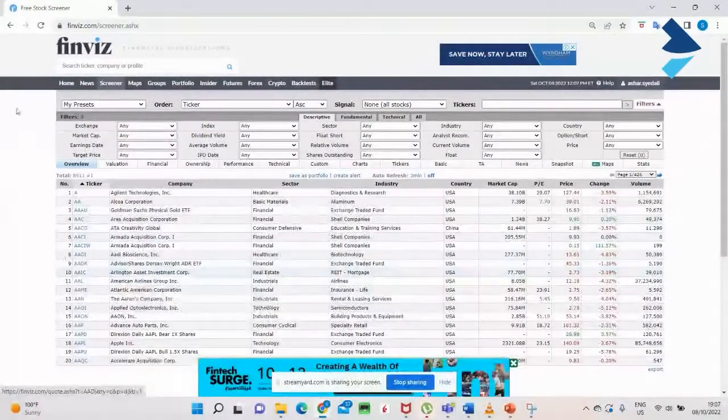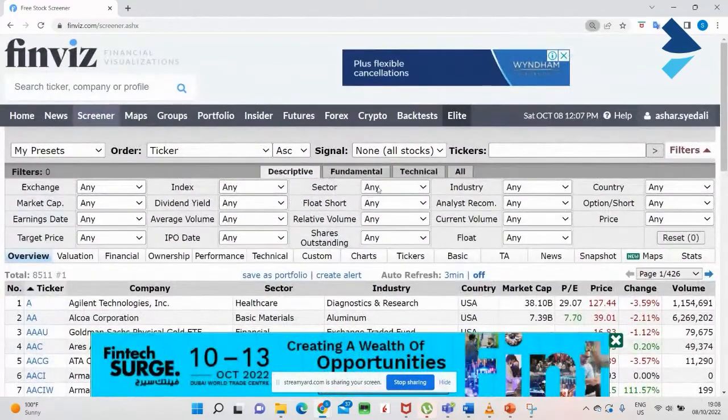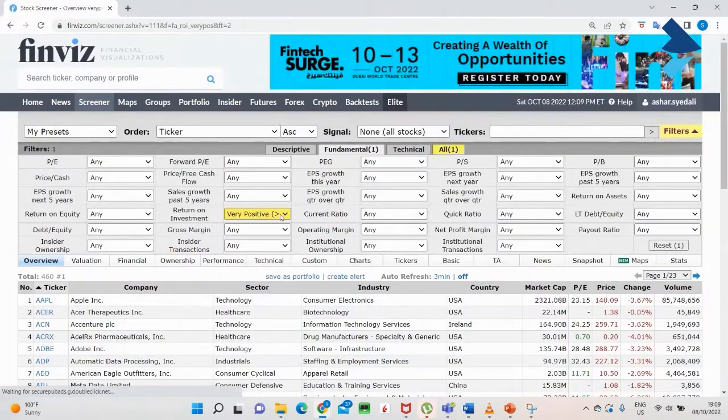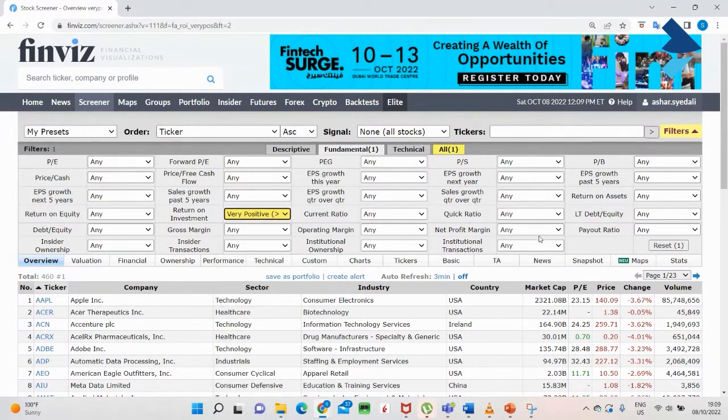So number one, आप Finviz पे जाएंगे, you go to screeners, and this is what will show up. Now there are a lot of things here, as you can see at the top: descriptive, fundamental, technical, all. So let's go to fundamental. First things first, I will look at the return on investment, which is something that I mentioned, more than 25%. Next मैं देखूंगा कि earnings growth पिछली 5 साल की positive है कि नहीं है, right?